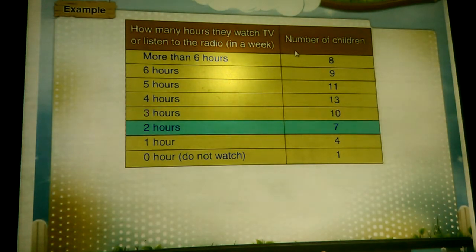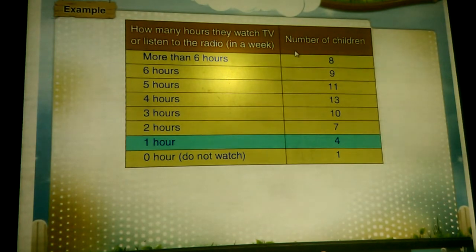The number of children watching TV or listening to the radio for 2 hours is 7. For 1 hour is 4. And the number of children watching TV or listening to the radio for 0 hours, that is, the children who do not watch TV at all, is 1. Now, from the table, answer the questions given here.